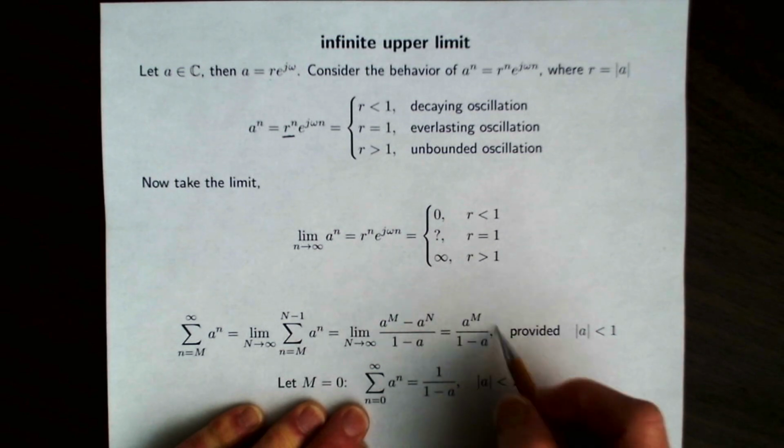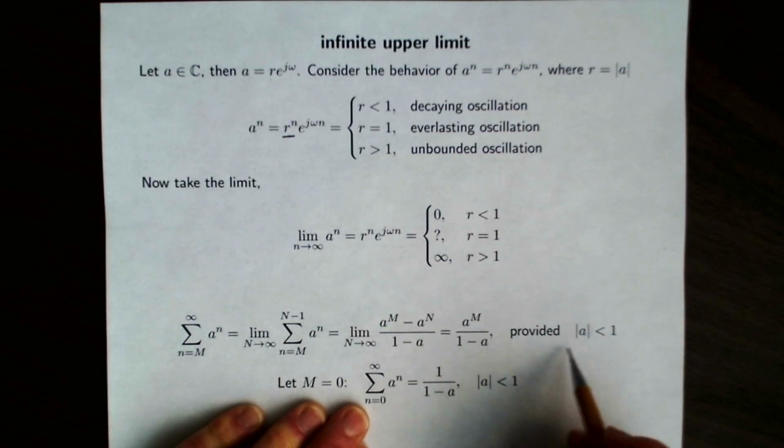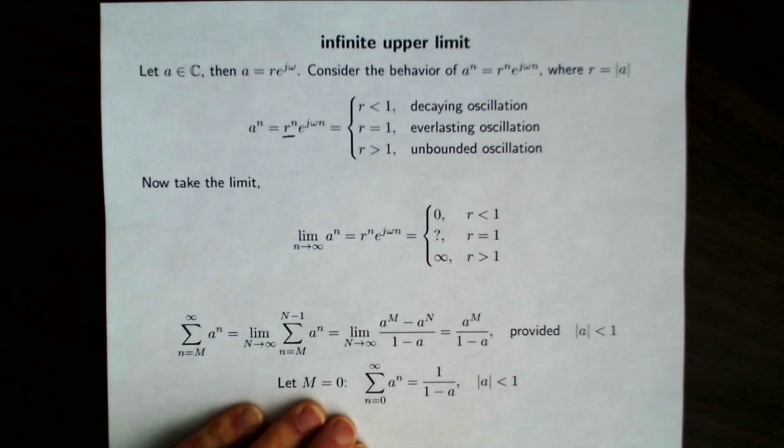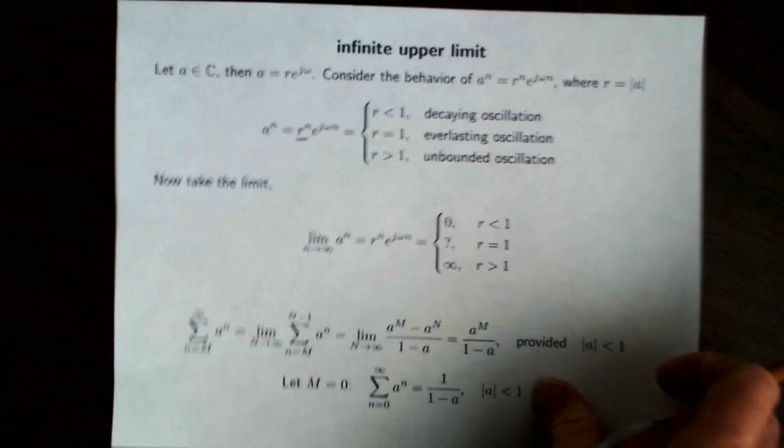And so now we have this formula involving an infinite upper limit that applies when the magnitude is less than 1. And then we can also consider another special case. This is probably one of the more common forms that we'll see, when the lower limit is 0. So the sum from 0 to infinity of a to the n is equal to 1 over 1 minus a, provided the magnitude of a is less than 1. Now what we can do is use those formulas to examine some sums.